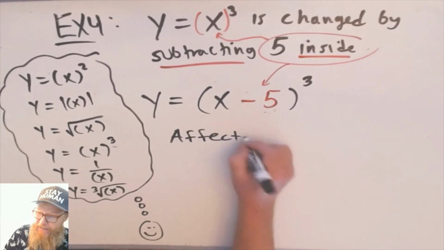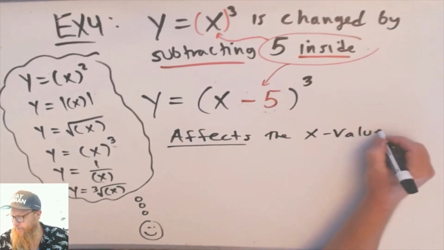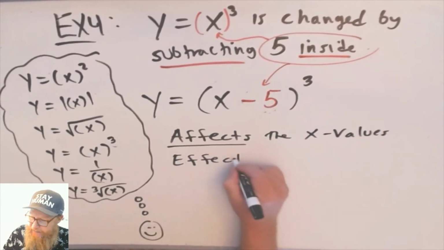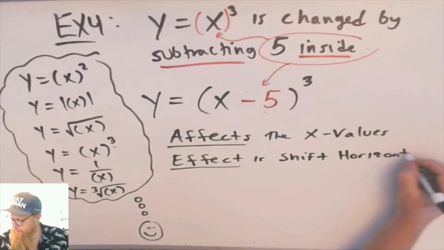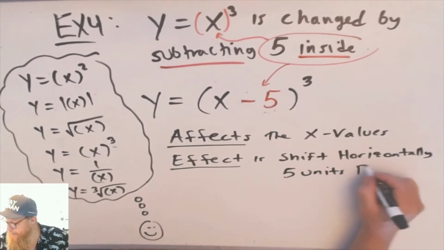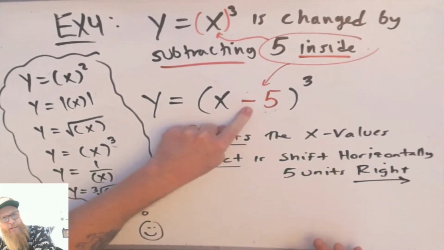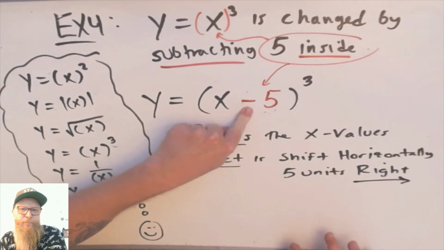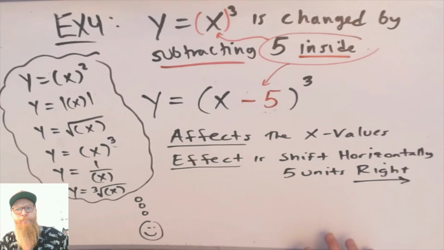Okay, let's go back to affect and effect. The effect, what does it affect? It affects the x values. What is the effect? It's going to shift it horizontally 5 units to the right. Yeah, backwards. Yeah, and again, I'll explain why it's backwards later. Or maybe the explanation will just become clear as we go along. All right. So 5 units to the right.